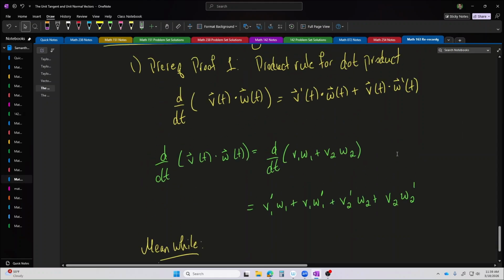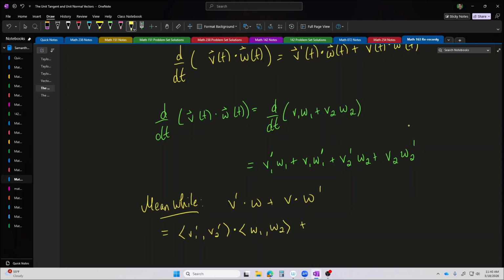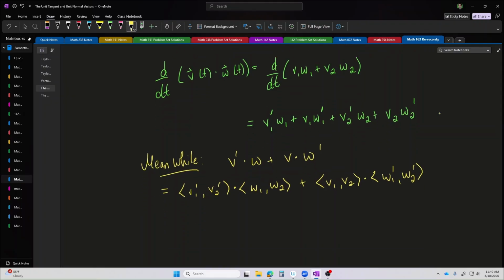Having now written out and simplified what's on the left side of the equation I'm trying to prove, I'm now going to do the same thing and write out and simplify what I have on the right-hand side of the equation I'm trying to prove. So let me look at v prime dot w plus v dot w prime, and let me write all of that out using the dot product formula and using the formula for derivatives of vector valued functions. So I have the vector v1 prime, v2 prime, dotted with the vector w1, w2, plus the vector v1, v2, dotted with the vector w1 prime, w2 prime.